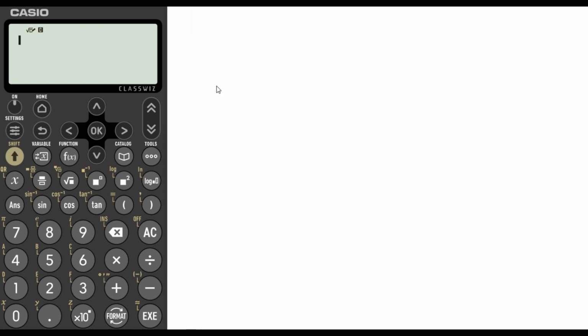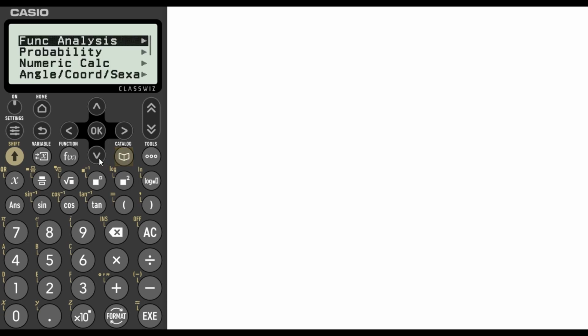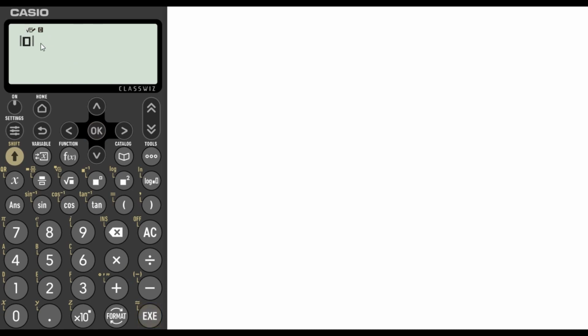We can use our calculator to work out the absolute value. Suppose we want to work out the absolute value of -5. If we go to the catalogue and then scroll down to numeric calc, what we want is the absolute value, and that's shown by this symbol here. If we type in -5, the absolute value of -5 is equal to 5.